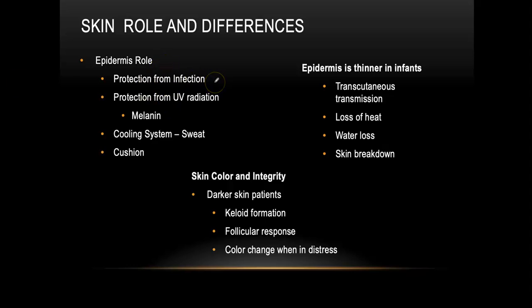Skin has a lot of roles, as you can see here. It's protection from infection and protection from UV radiation. Melanin is the agent that actually gives people of color their dark color. It helps us cool, and there are certain agents that help us stay warm as well. And as I mentioned, it cushions and protects us from trauma, like if we fall and so forth.